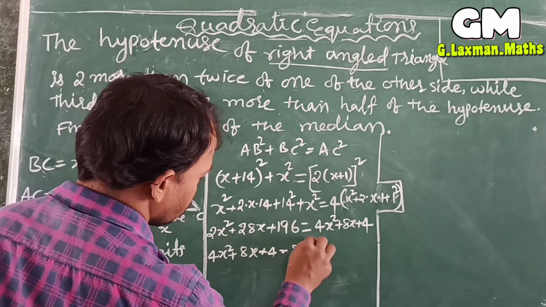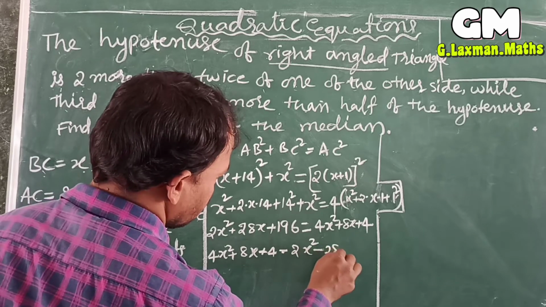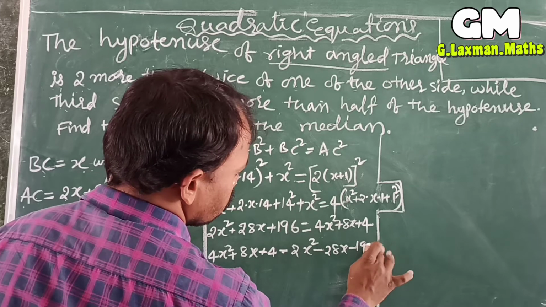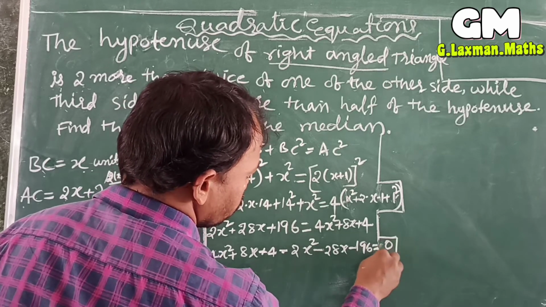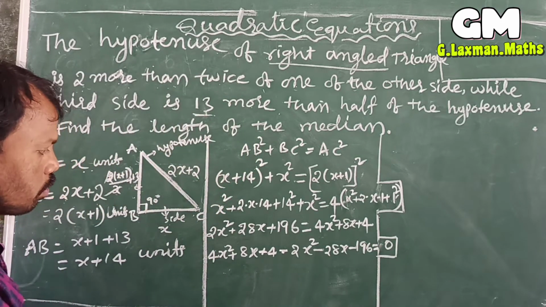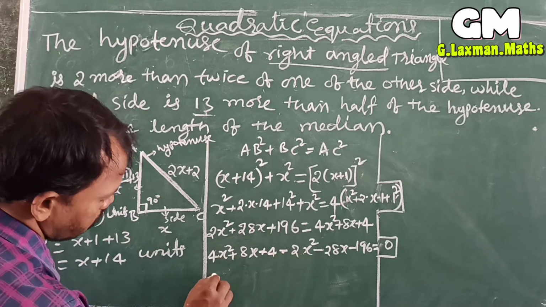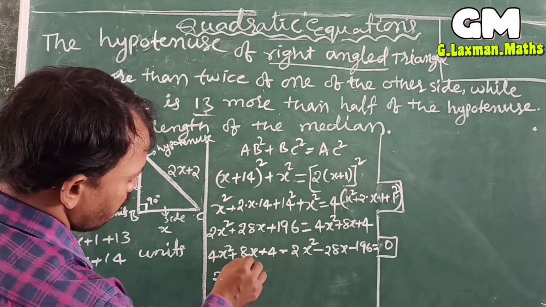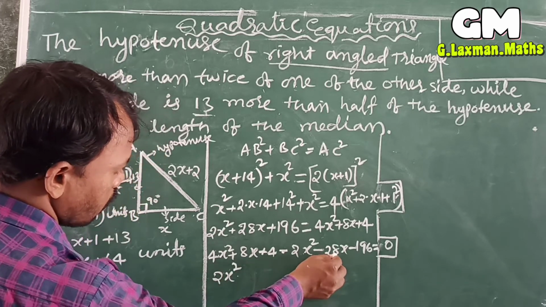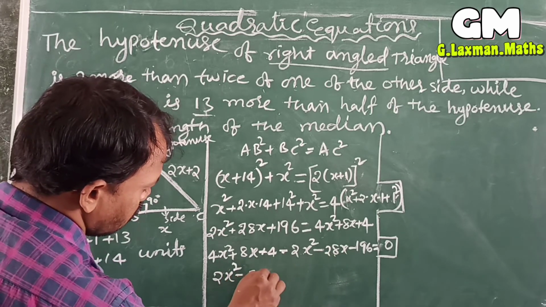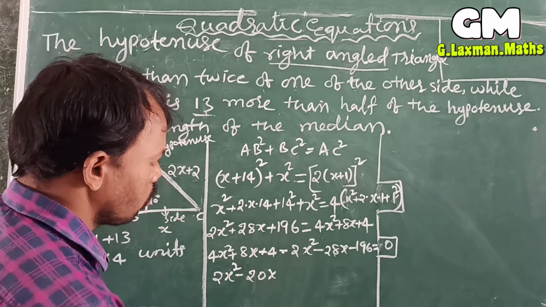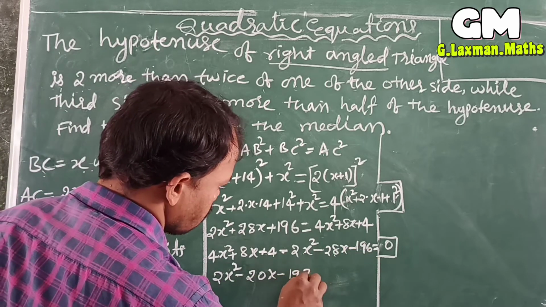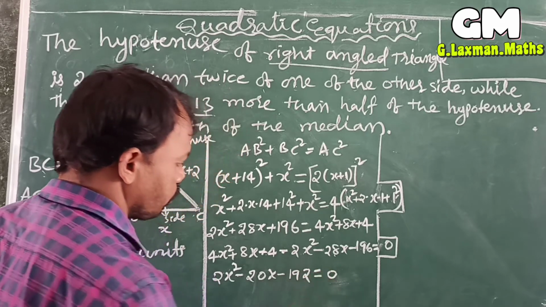So 2x square minus 28x minus 196 is equal to 0. Now simplify 4x square minus 2x square. So you will get 2x square. Now 8 and 28, this is the larger one, then you will get minus 20x. Now plus 4 and minus 4, that is minus 192 is equal to 0.